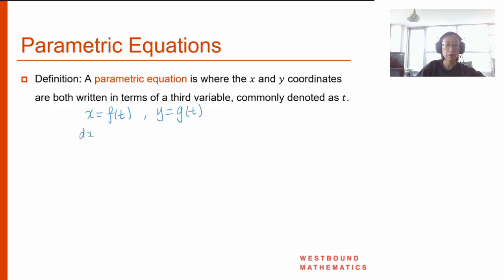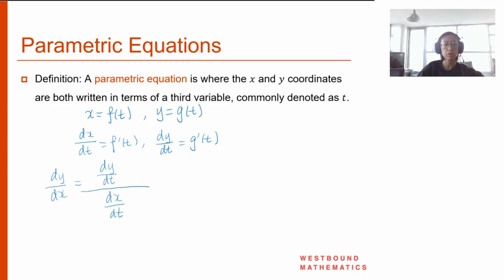So from the parametric equation, we can work out dx/dt, simply f'(t). We can also work out dy/dt, which is g'(t). And by connecting these two fractions, I will be able to figure out what is my dy/dx. My dy/dx is simply my dy/dt divided by my dx/dt. Why can I do that? Because my dt will cancel out, giving me back my original fraction, which is dy/dx. In this case, it's just equal to g'(t) divided by f'(t).